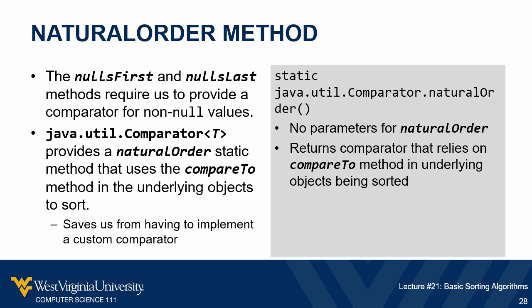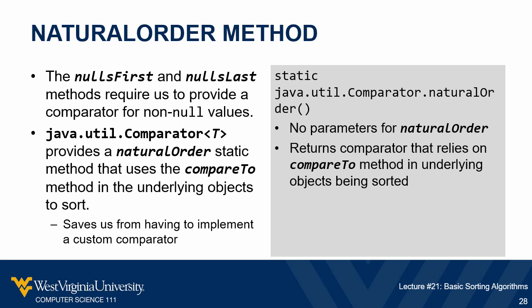Java.util.Comparator includes another static method called naturalOrder, and this one does not take any parameters. If we get a naturalOrder comparator, what's going to happen is that when Java tries to compare things, it's just going to rely on the existing compareTo method that's part of the class that we're trying to sort.